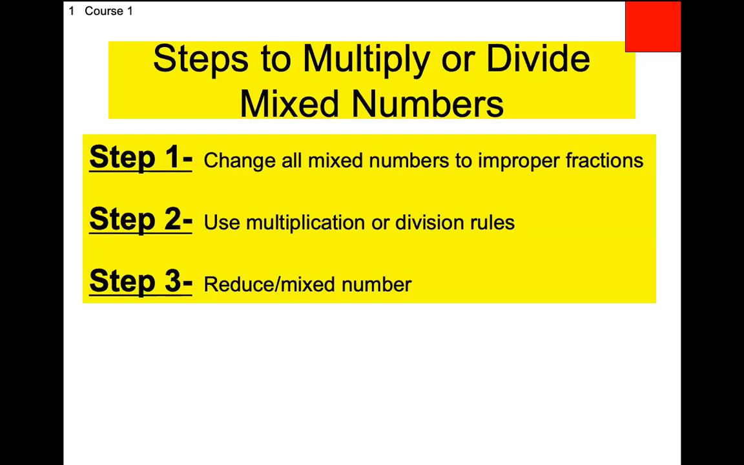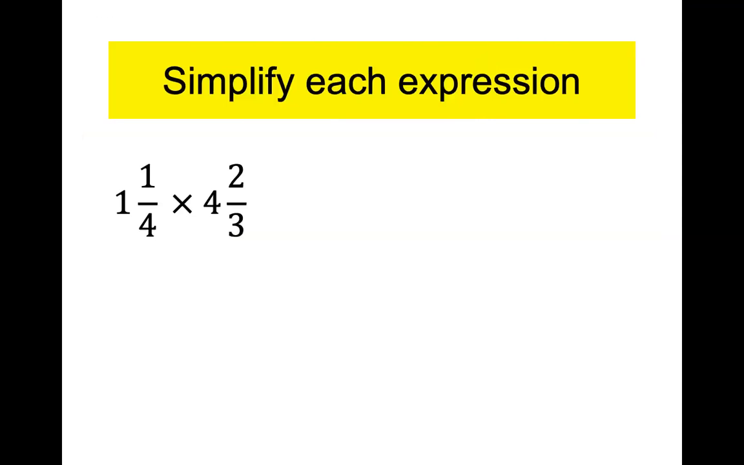Step 2, multiply or divide, whatever it's asking you to do. Remember, everything actually turns into multiplication, because for division, copy, dot, flip turns things into multiplication. So eventually, for multiplying or dividing, everything is multiplication. Step 3, final reduce. Okay, let's see how it works.